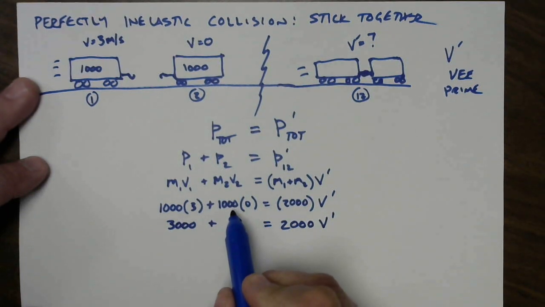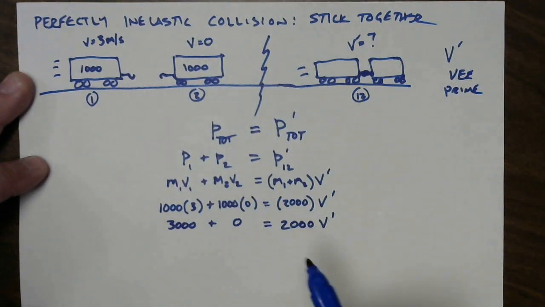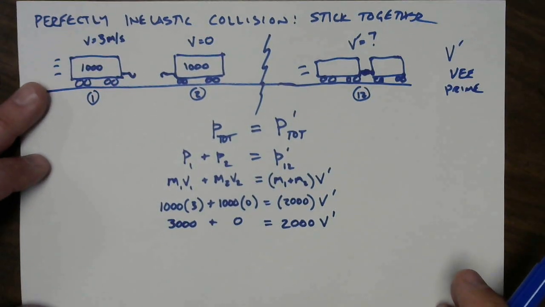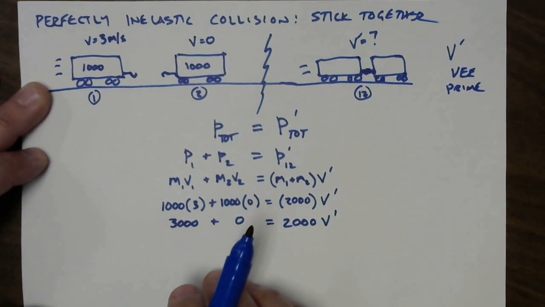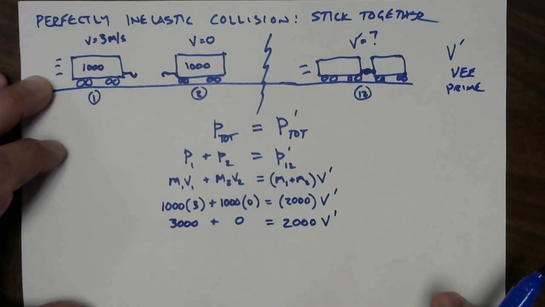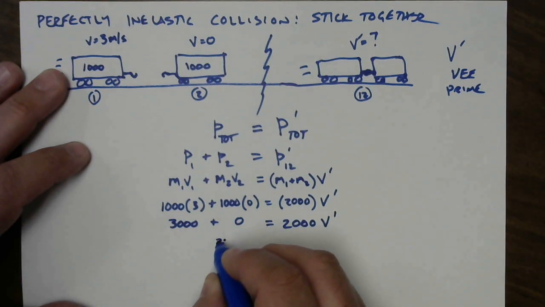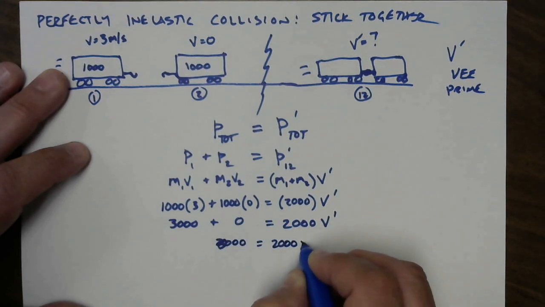Now, you might have said, Harmon, look, I knew this car wasn't moving. I knew I was going to put a 0 here. Can I just leave this off? Yeah, when you get better at this, you can just leave that off, all right? But for learning purposes, let's be very careful. Let's make sure that the math tells us what to do and that we don't make any mistakes. So let's shorten this up so we can do this. 3,000 equals 2,000 V prime.